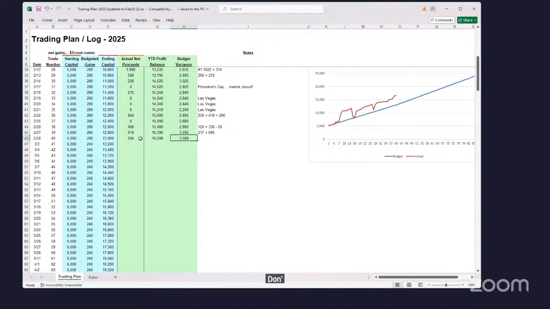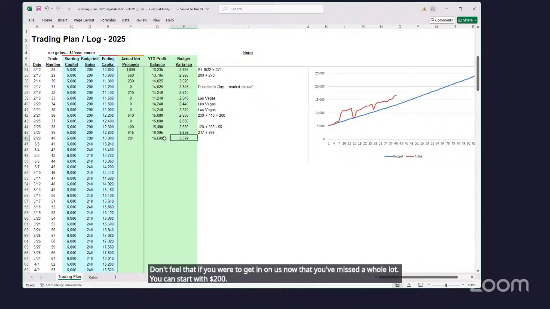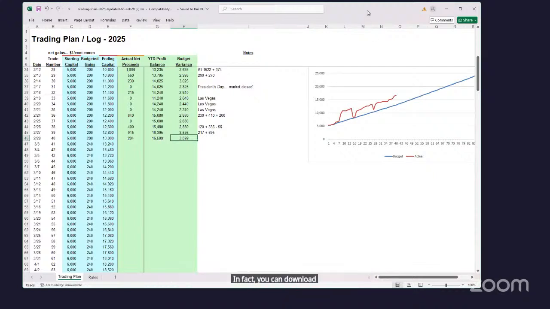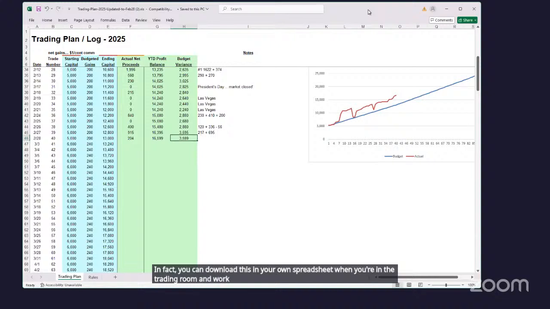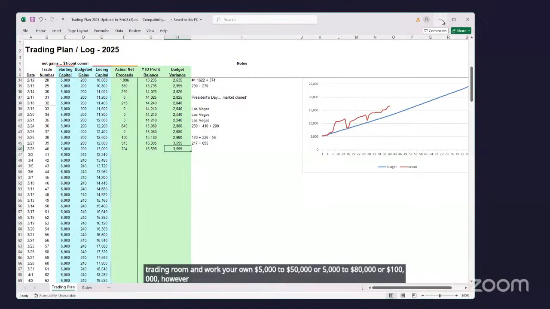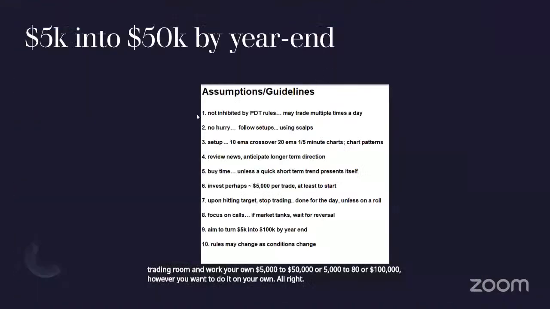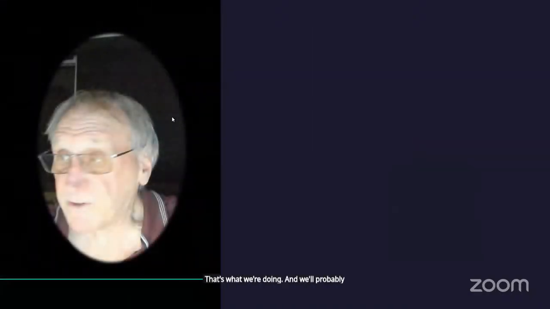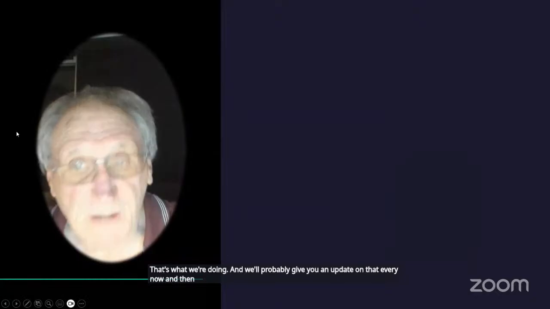Don't feel that if you were to get in on us now that you missed a whole lot. You can start with $200. In fact, you can download your own spreadsheet when you're in the trading room and work your own $5,000 to $50,000 or $5,000 to $80,000 or $100,000, however you want to do it, on your own. All right, that's kind of the way it works. So that's what we're doing, and we'll probably give you an update on that every now and then, just to let you know how we're doing.